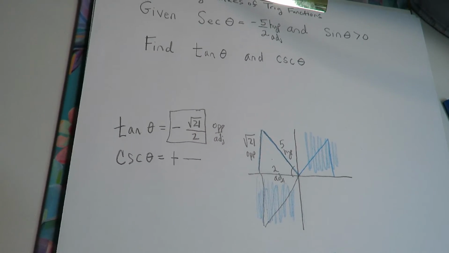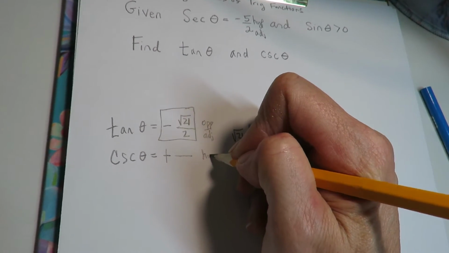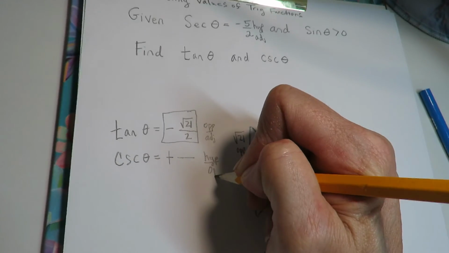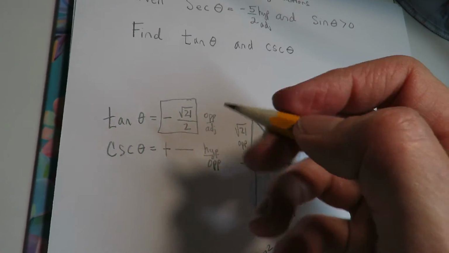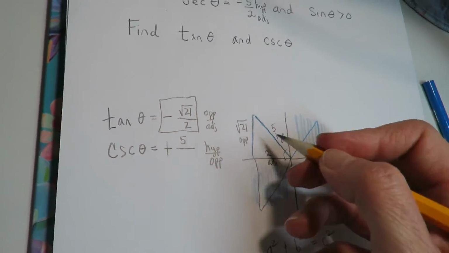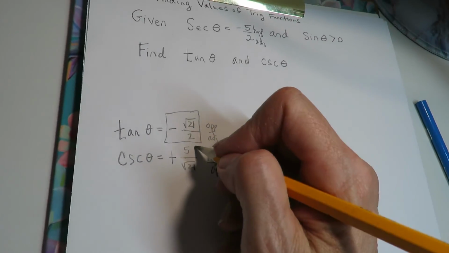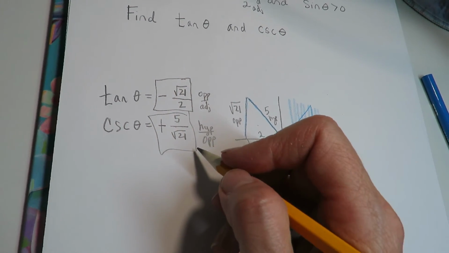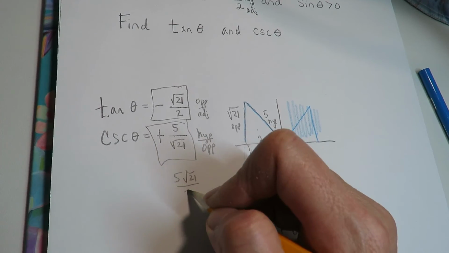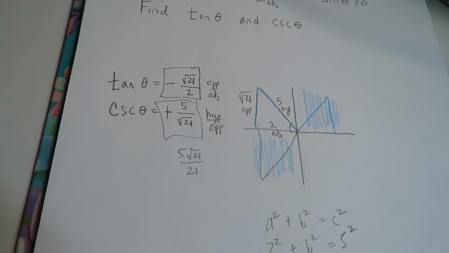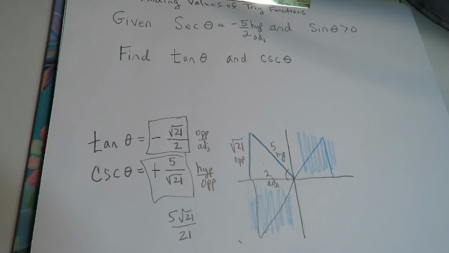cosecant. What two sides are the cosecant? The cosecant is the hypotenuse over the opposite. The hypotenuse here is 5. The opposite is radical 21. So we're going to get this. If you rationalize the answer, this is fine. If you rationalize the answer, it's 5 radical 21 over 21. You'd have to multiply top and bottom by radical 21 if you're going to rationalize that.